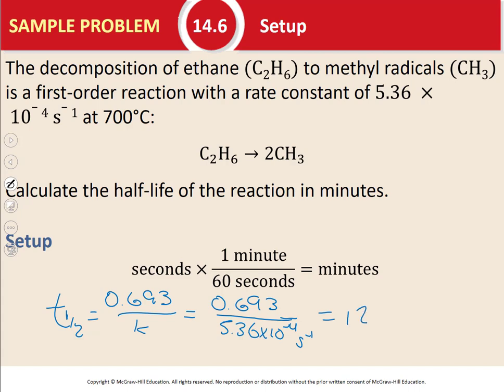So 1293. What's my unit now? Seconds. Good. 1 over seconds inverse just becomes seconds. But I want it in minutes, so what do I need to do with this number? Yay, divide by 60. So how many minutes is that? 21 and a half minutes. Okay, that one was hard. I was sarcastic.